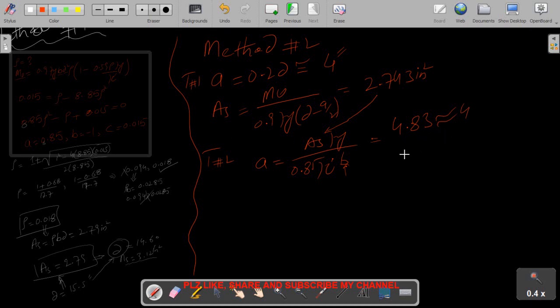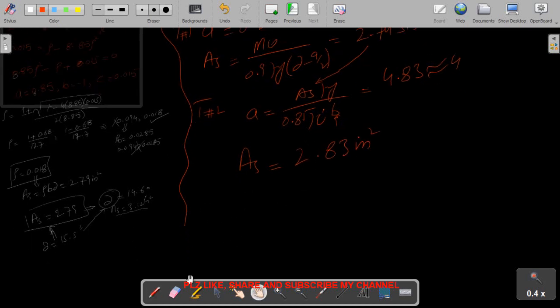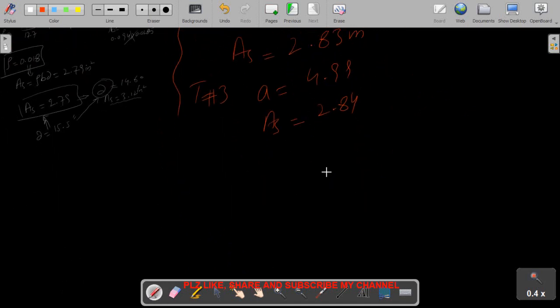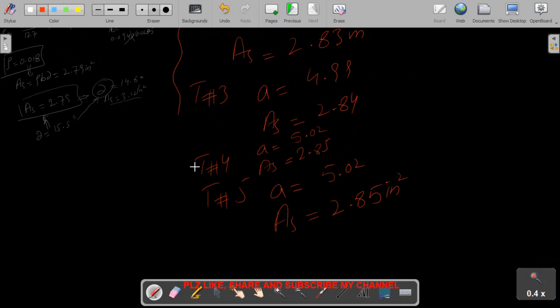So this means that the d and b values are correct, right? If it is not closed, then you can understand that my values are not coinciding. It was 2.83 this time, right? If I go for another trial, trial 4, you can see here that the 4th and 5th trials give me the same results. So my final value of area of steel is 2.85 square inches.